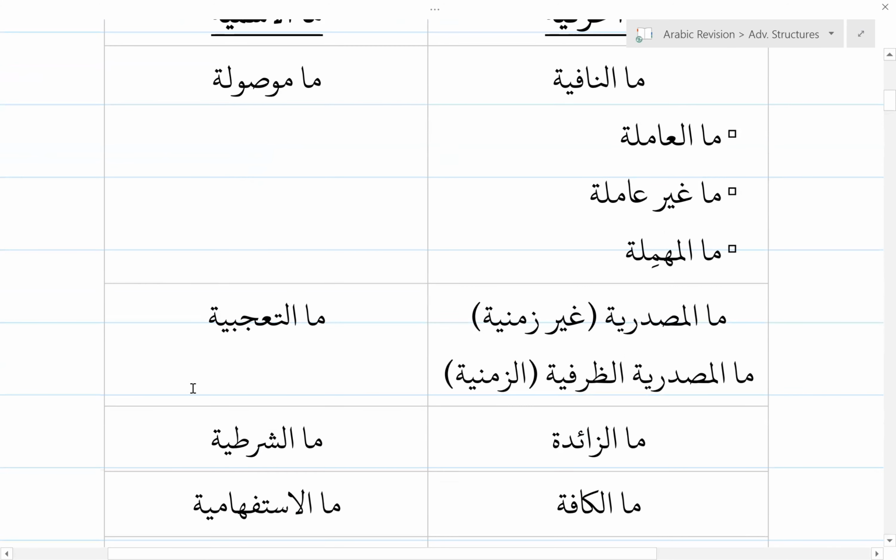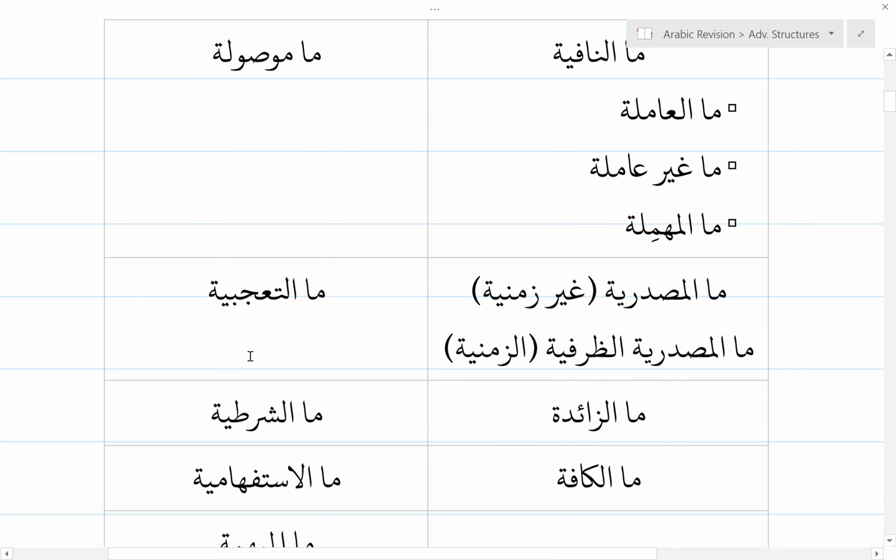That's one. Then you have ma at-ta'ajjubiyya. We talked about ma at-ta'ajjubiyya when we discussed at-ta'ajjub. ما أفعله أفعل به. So صيغة التعجب comes in 2 forms, that is ما أفعله and أفعل به. So we will look at some more examples just to clarify those issues.